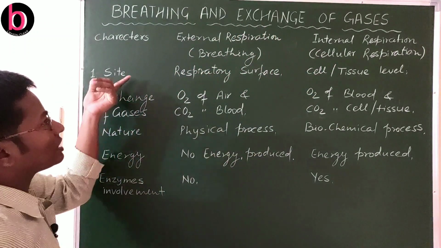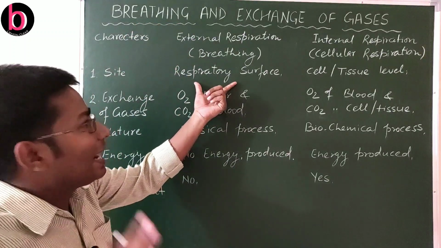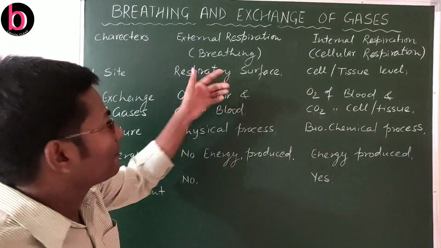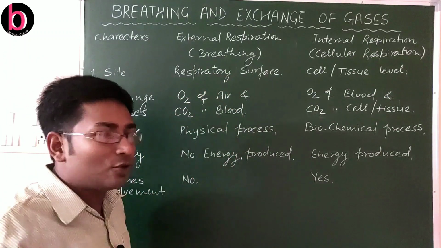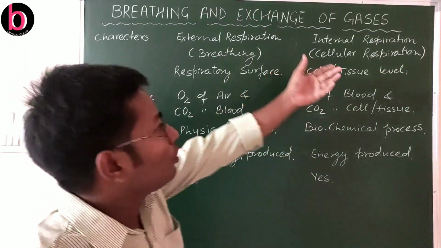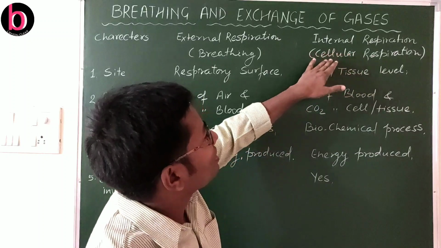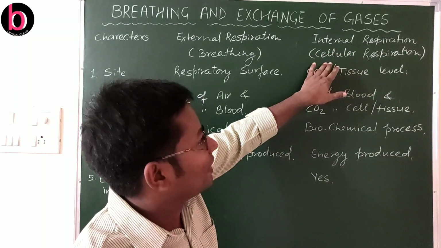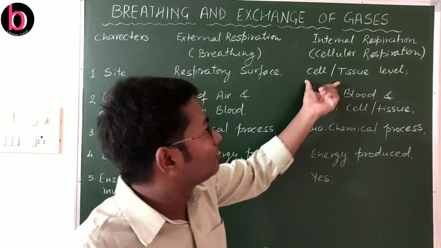So first about the site. External respiration always occurs at the respiratory surface. In case of human beings, the respiratory surface is the alveoli of lungs, while internal respiration, also known as cellular respiration or tissue respiration, occurs at cell or tissue level.